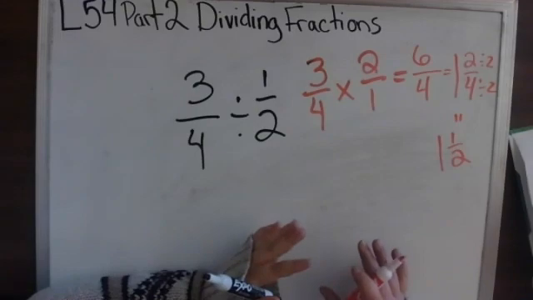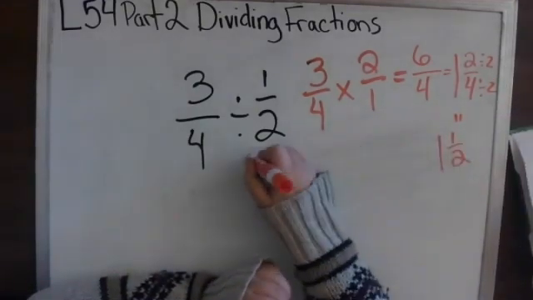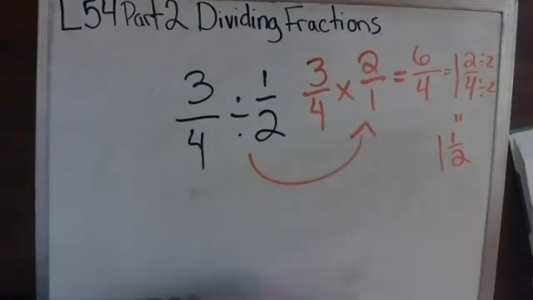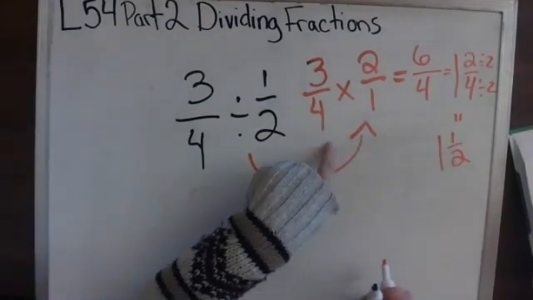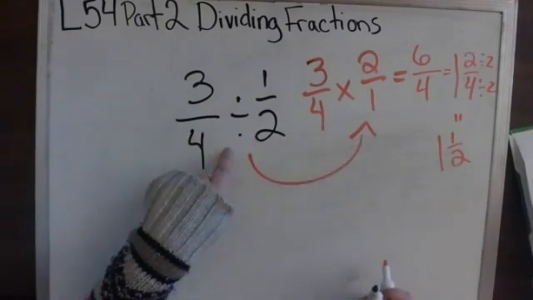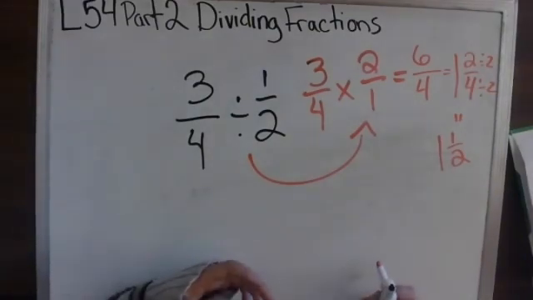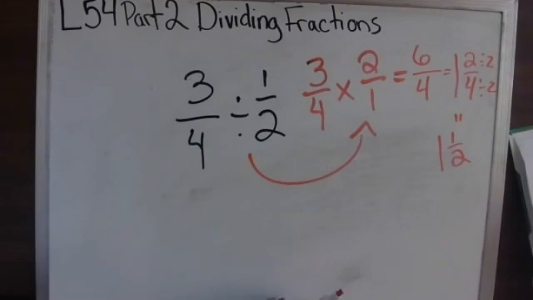Okay, the important thing here though, because you should know all of this bit already, the important thing to note was this. Okay, this turns into this. You change the second fraction into the reciprocal and change the operation into multiplication. That is how you divide fractions. Let's look at one more together.